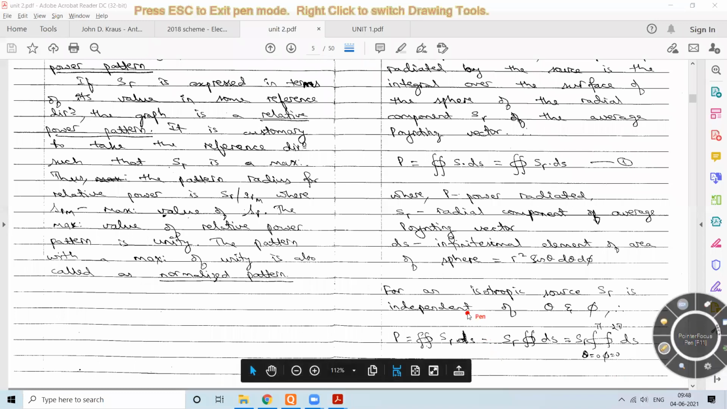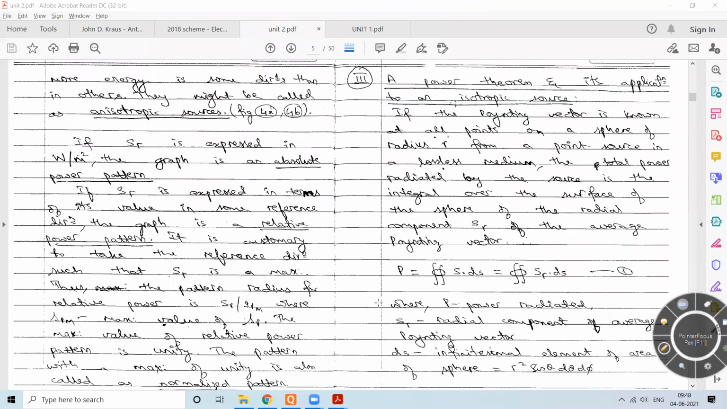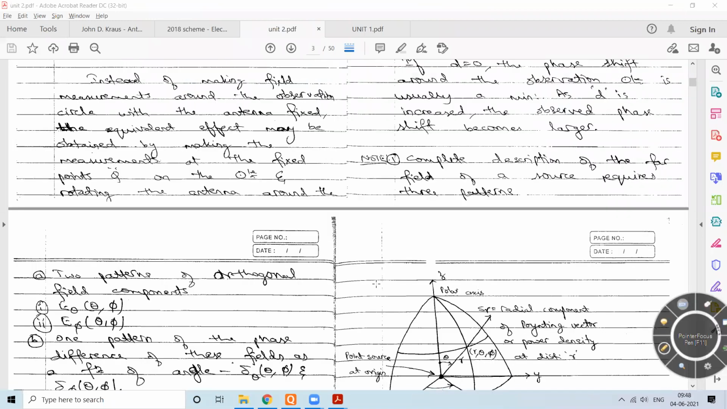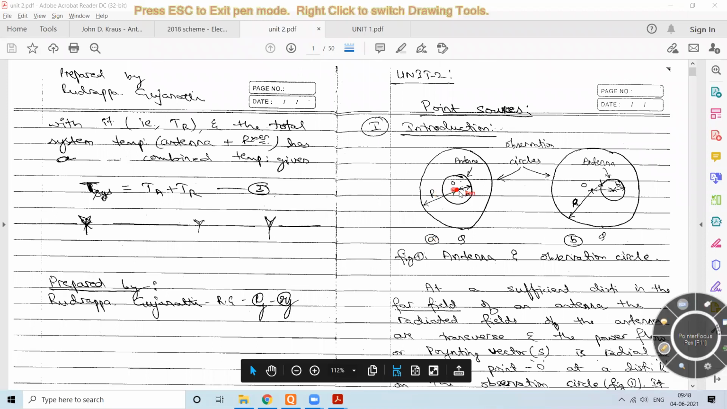By definition, what is an isotropic antenna? An isotropic antenna or isotropic source is the antenna or source which radiates equally in all directions. So by this definition, what does it imply? If this is an isotropic antenna, by definition it is radiating equally in all directions. If that is the case, then what happens?